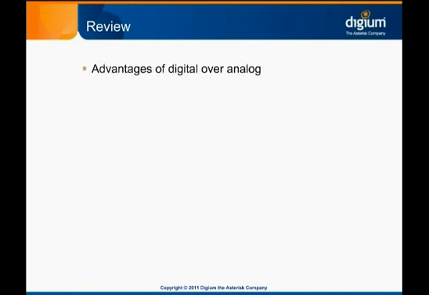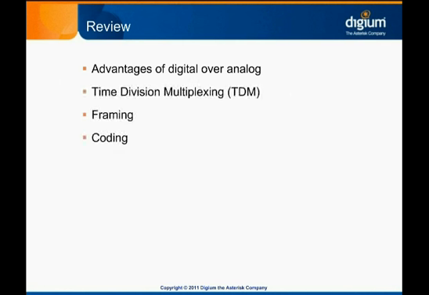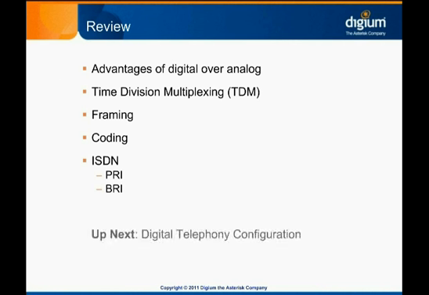We discussed the advantages digital telephony has over analog telephony and looked in detail at how digital communications work. We covered time division multiplexing, framing, and coding. Then we talked about ISDN, including both PRI and BRI. Next, we'll look at the Zaptel interface cards that connect digital lines to Asterisk and how to configure them properly.